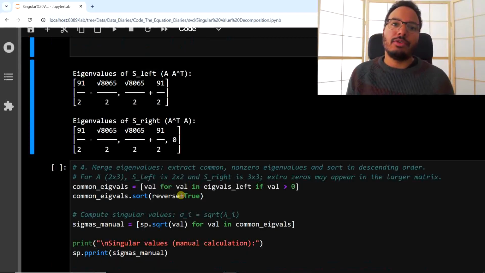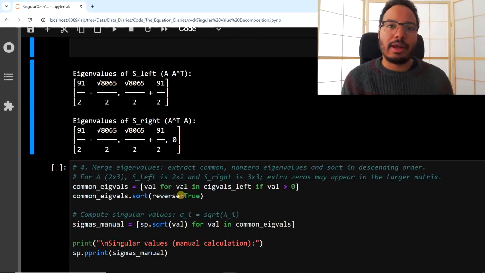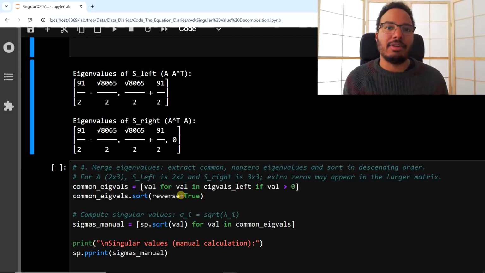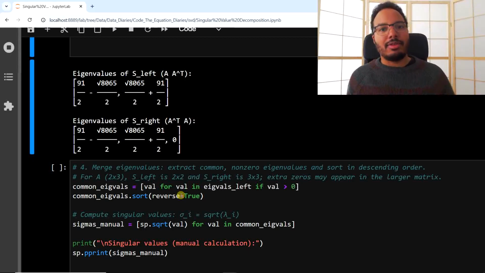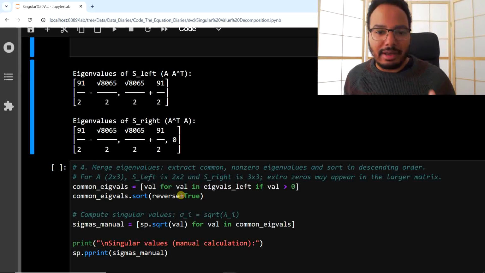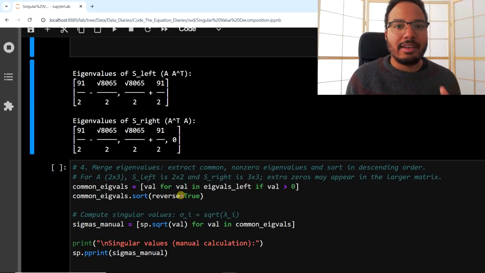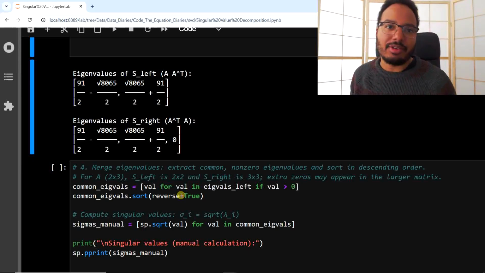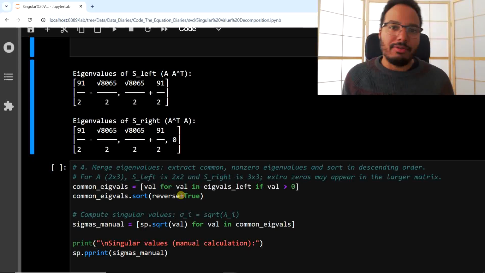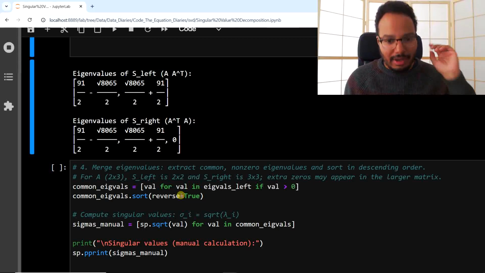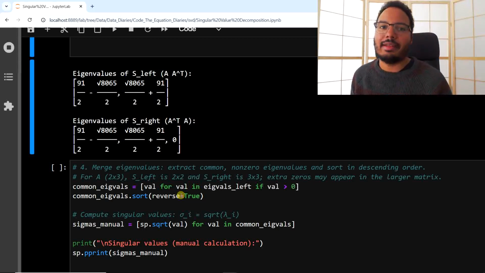And now we have to do two things. We have to first of all extract the common eigenvalues between the two matrices, S left and S right. As you saw, they have different sizes, so they can have a different amount of eigenvalues. We want to have the common ones that are greater than 0, and also sort them in descending order, because the size of an eigenvalue or singular value actually says something about its importance. And usually by convention, we sort them in descending order, so we have the top ranking one at first position and the lowest ranking one at the last position.